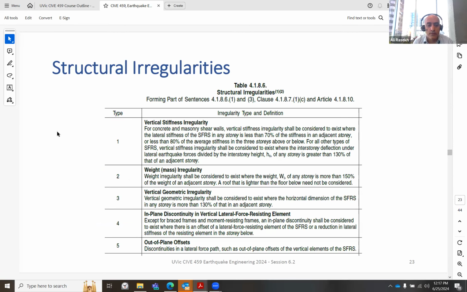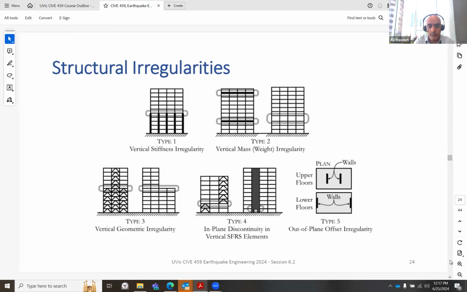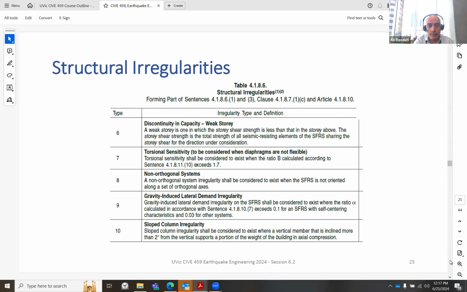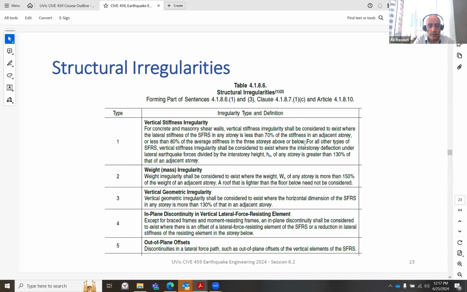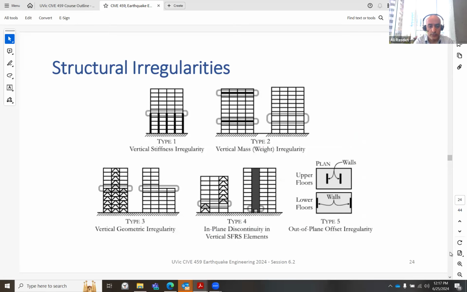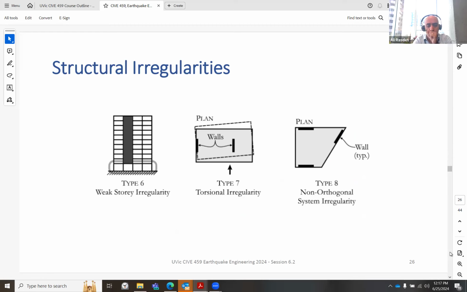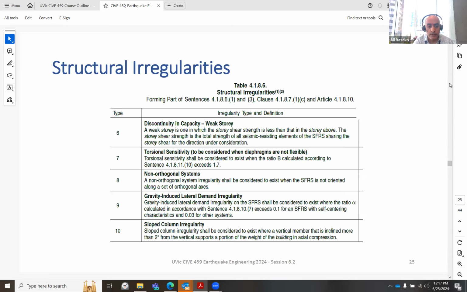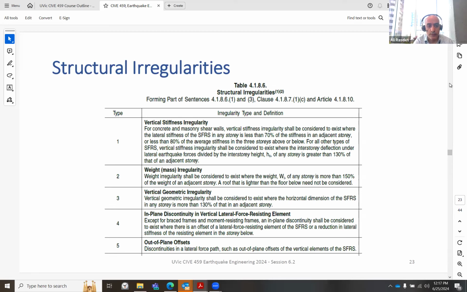Now, we just want to show you the types at a high level. We talked about the types of irregularities. These are the numbering, and more numbering here. That's what we will discuss next time, which is based on stiffness issues, mass issues, horizontal and vertical issues, and changing geometry. It just gives you a heads up on what will come up next time.